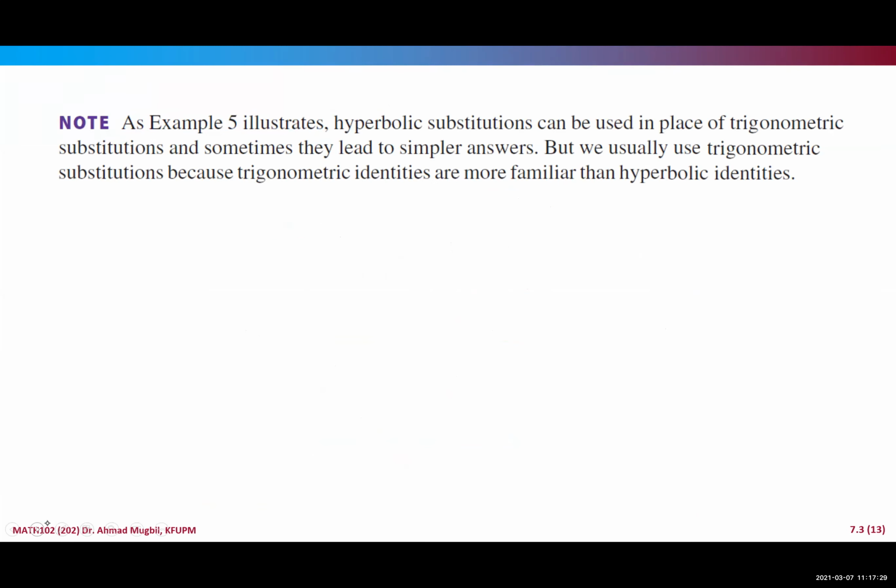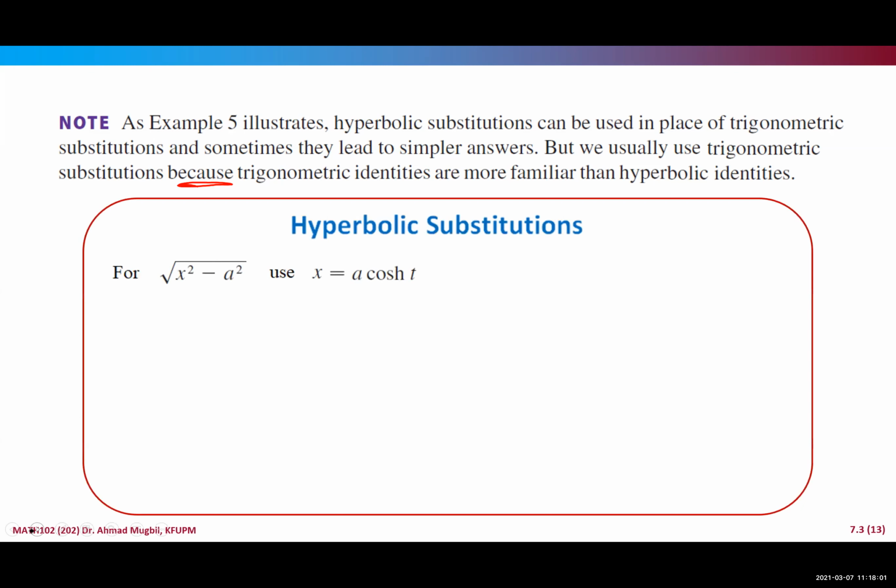Again, as I said, guys, the hyperbolic substitution can be used in place of trigonometric substitutions. We have two hyperbolic substitutions, and sometimes they lead to simpler answers, sometimes not. But we usually use trigonometric substitution. Why? Because trigonometric identities are more familiar than the hyperbolic ones. We use trigonometric identities almost every day, so we are more aware of them than of the hyperbolic identities.